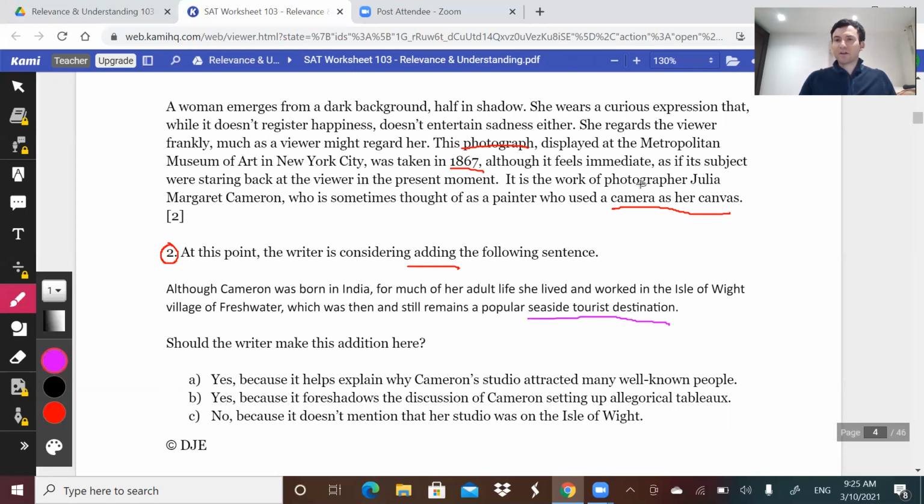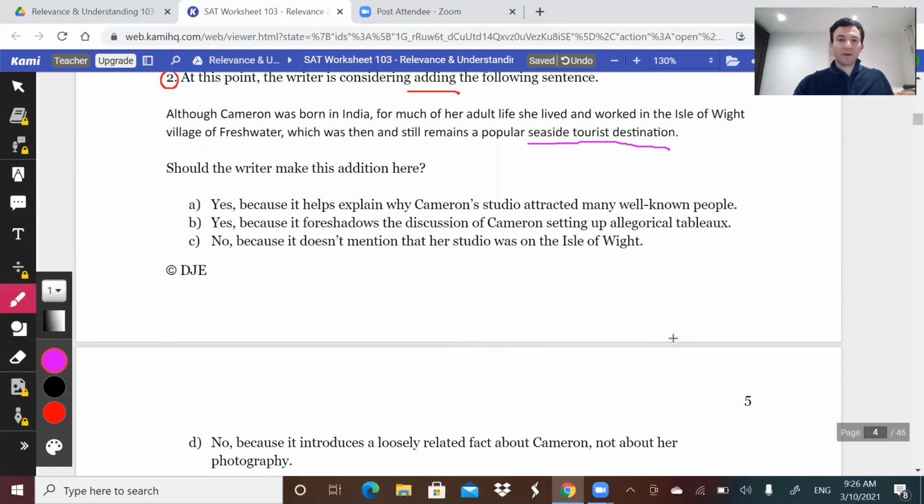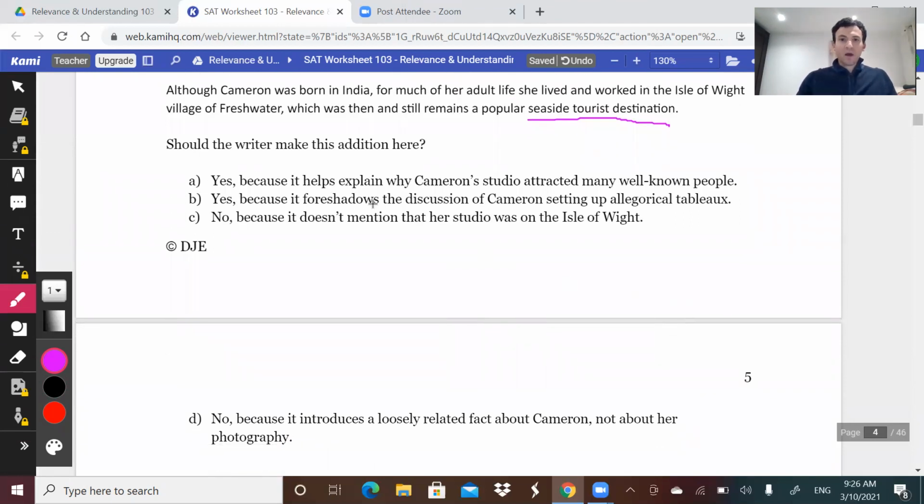So in a paragraph that is predominantly about a photograph and the effect it has on the viewer, do we want to know about where Cameron was born and the fact that the Isle of Wight is a seaside tourist destination? Hopefully you're saying, no, that's so off topic. So if we look at this, no, because it introduces a loosely related fact about Cameron, not about her photography. That is spot on. And I'll give you a moment to look through these other ones.